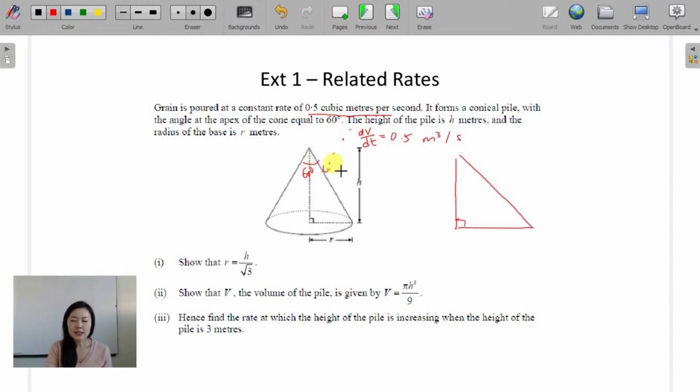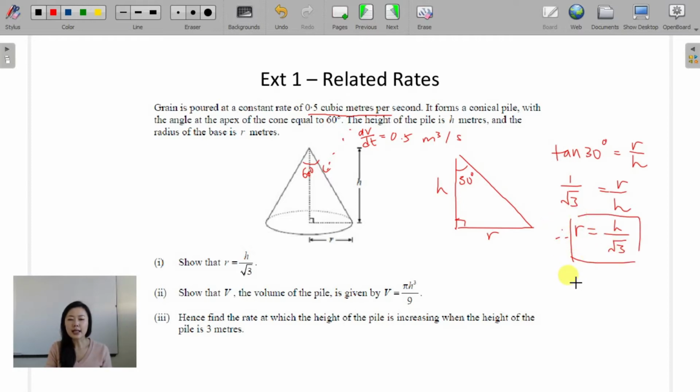If the apex angle is 60, half of it is 30. So I can see that H and R have a tan relationship. So tan 30 is equal to R on H. So that's 1 on root 3 is R on H. So R is equal to H times 1 on root 3. That's it.